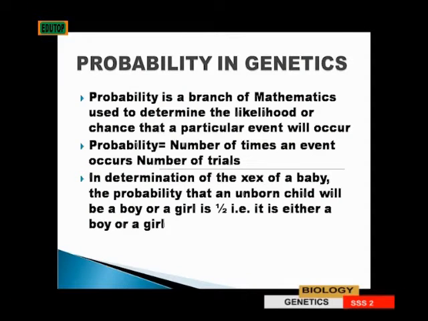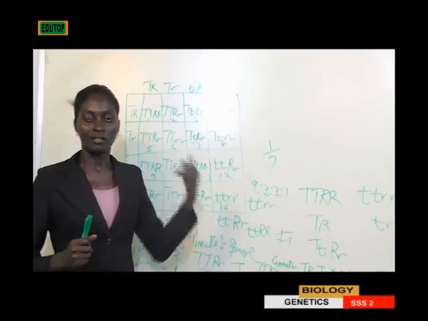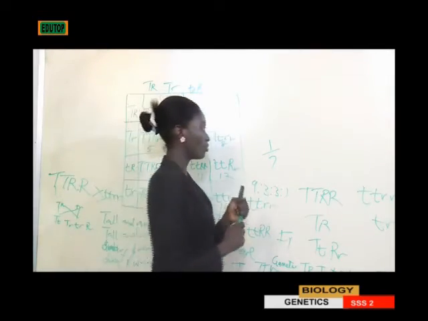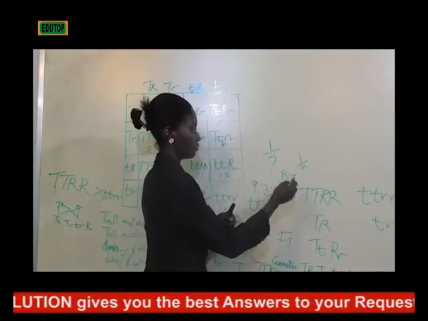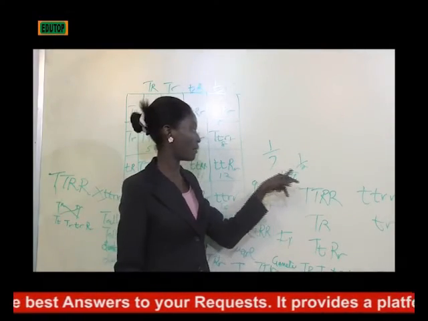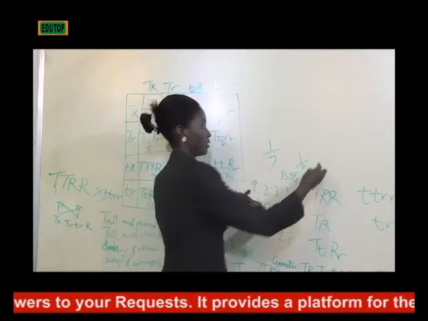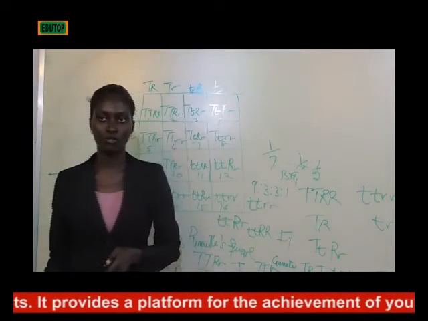In the determination of the sex of a baby, the probability that an unborn child will be a boy or a girl is 1/2. That is, it is either a boy or a girl. I'm sure you have not heard of any other sex aside those two. Since we have 2 options, boy and girl, and probability is the number of times an event will occur, how many times do you find boy here? It's just 1. Then what is the total number of events? 1, 2. So that is why it is 1/2.